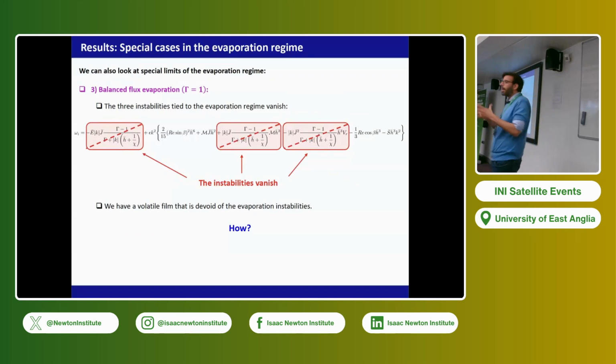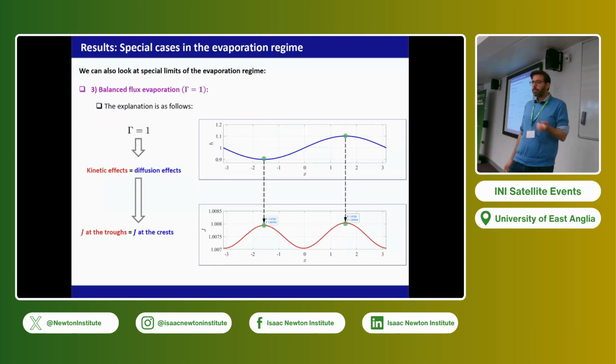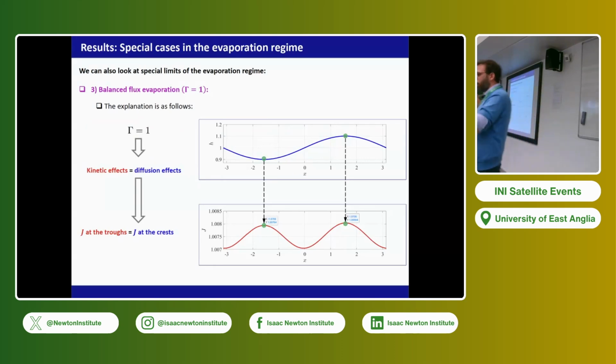The last special case is when gamma is equal to 1. We call it balanced flux evaporation. In this case, the instabilities connected to the evaporation are all eliminated. So we have a flowing film, but a volatile film, let's say, that is completely devoid of evaporative instability. How is this possible? I mean, this is possible. We can also do a numerical simulation of the Benney-like equation we found. When gamma is equal to 1, kinetic effects are exactly equal to diffusion effects. So the film is going down, and the evaporative flux at the crest and the trough are exactly the same. For this reason, we don't have any instability connected to evaporation.